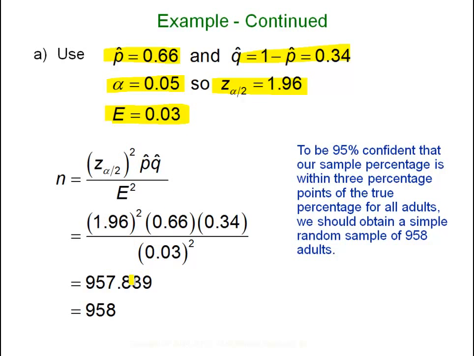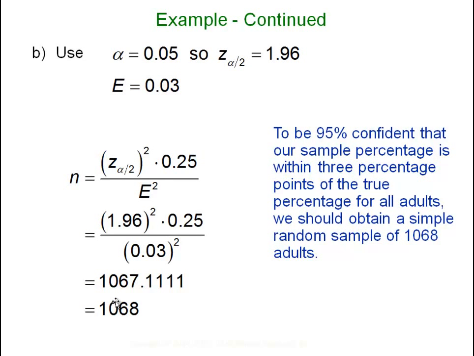Put all those numbers in, do the calculations. 957.8, we round up to 958. We'd have to go and find 958 people to sample. If we didn't know what p hat was, we assume it to be 0.5, which gives us that 0.25. And now you can see with all the other numbers the same, our sample went from 958 to 1068. See what I mean about it always making it bigger? And again, we round it up, even though our decimal would round down. In a mathematical world, we round up because we want to make sure the sample's big enough to get E to be smaller than that.